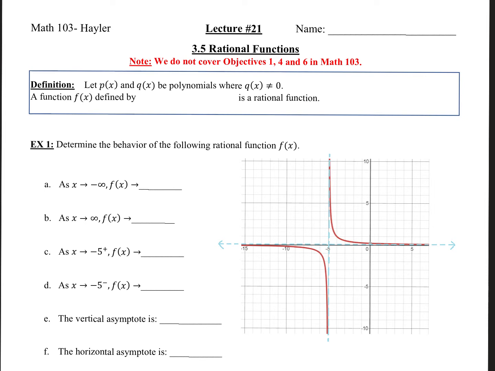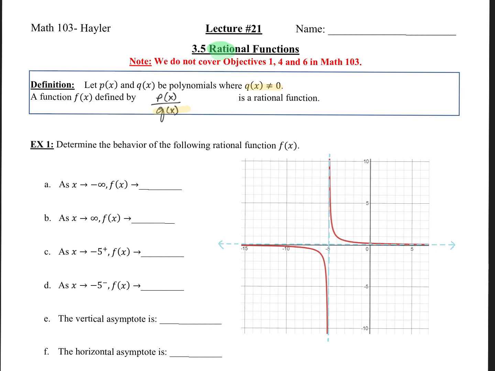By definition, let p of x and q of x be polynomials, where q of x is not equal to 0. A function f of x defined by p of x divided by q of x is a rational function. This is why we say that q of x cannot equal 0, because remember, we cannot have 0 in the denominator. Think of the word ratio. Ratio is talking about a fraction, right? So when we say rational functions, we're just talking about fractional functions.